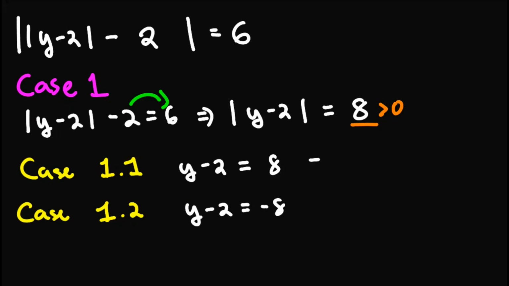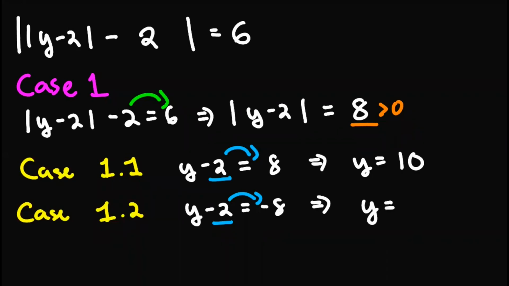Simplifying these linear equations, simply move negative 2 to the right side. We obtain y equals 10, and out here we obtain y equals negative 8 plus 2, which is negative 6. There. Last step is to verify these values.